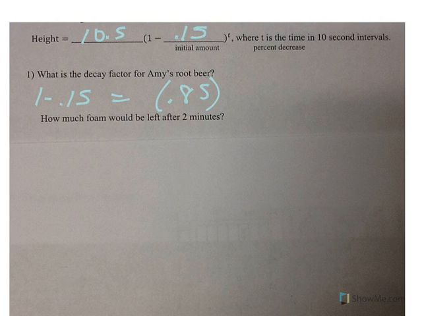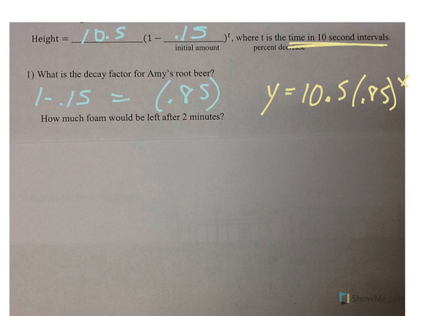If you multiply something by 0.85, your answer is going to get smaller, right? Okay, so my model, I like to use y because it just makes me happy. 10.5 times 0.85 to the x, where x is 10-second intervals. So 2 minutes is 120 seconds. At 10-second intervals, that means x would equal 12, because divide 120 by 10 and you get 12. So my exponent is going to be 12.